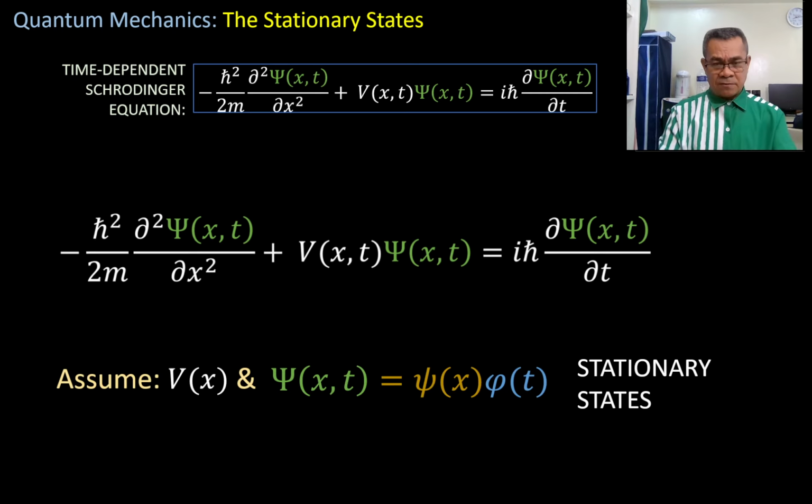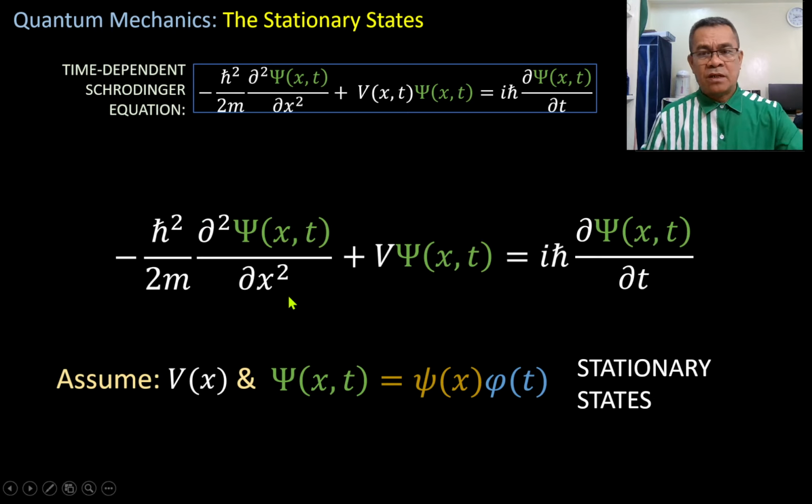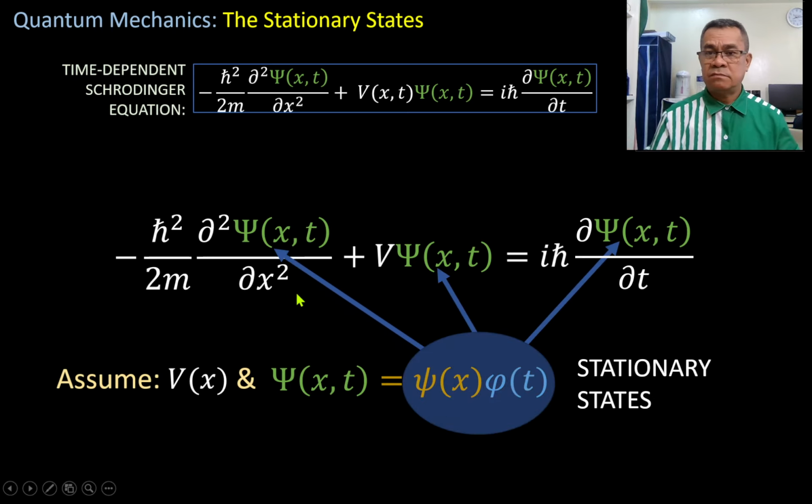When we say stationary state, it is a system that has the description of having separable solution of states. We have the psi(x) and we have the phi(t), where the psi(x) depends on position, phi(t) depends on time only. So with that, if we substitute this to the time-dependent Schrodinger equation, then that equation becomes simple.